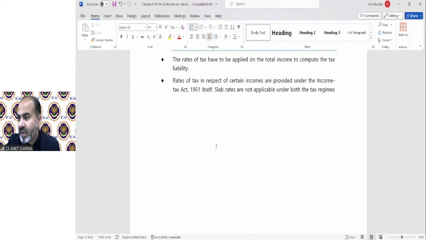Ruturaj is saying section 112A, very good. Section 112A talks about the long-term capital gain on equity-oriented funds or equity shares, and the rate is 10%. Well done, Ruturaj. Rahul Jain, special rate of income on casual income. Very good. Yes, 30% is the rate on casual income.